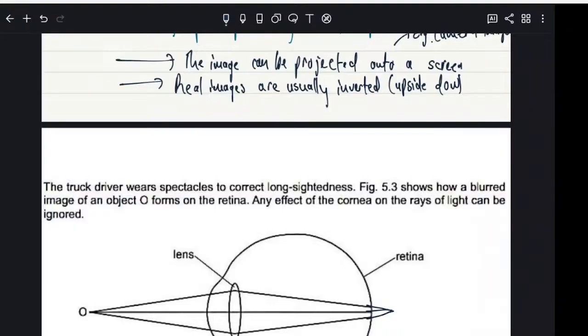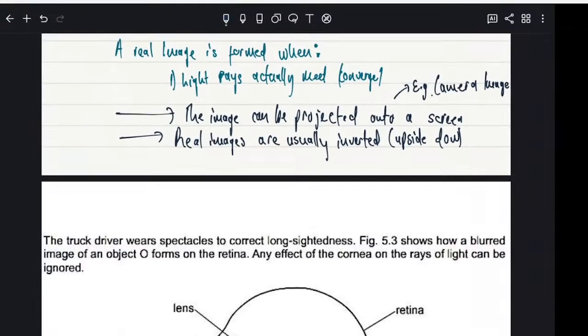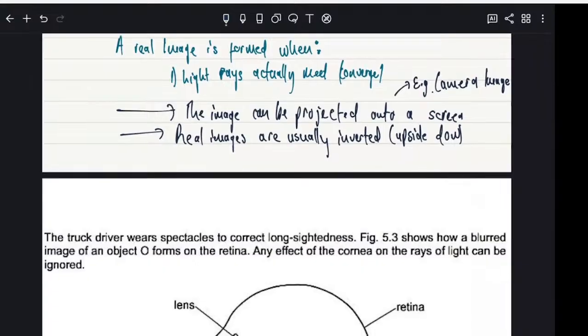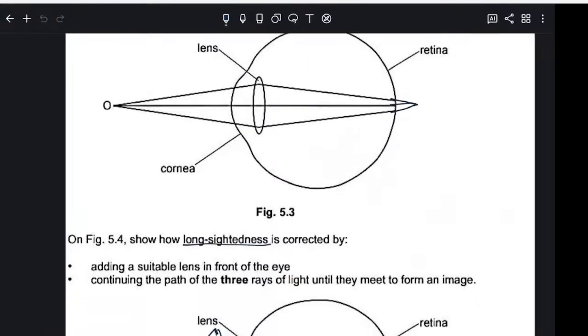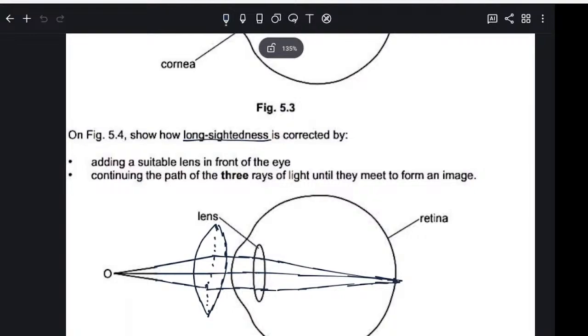Can the image be formed on a screen? No, if it's virtual. If it's real, yes. And is it usually inverted? If it's real, it's usually inverted. If it's virtual, it's usually upright.